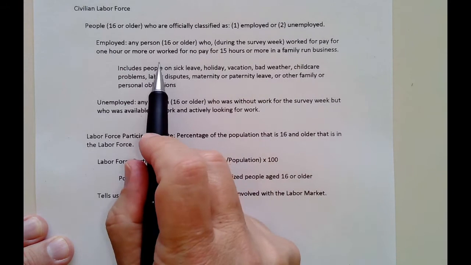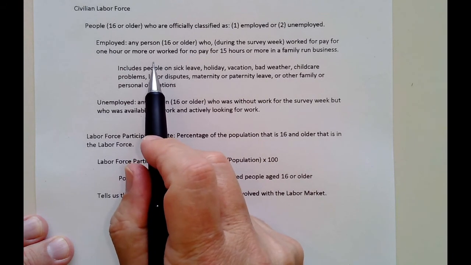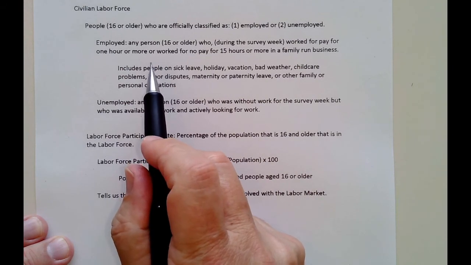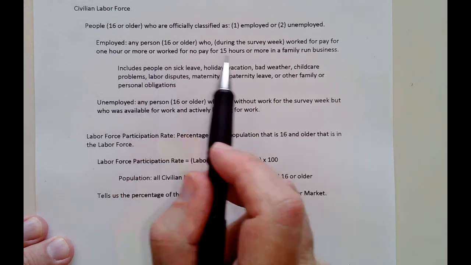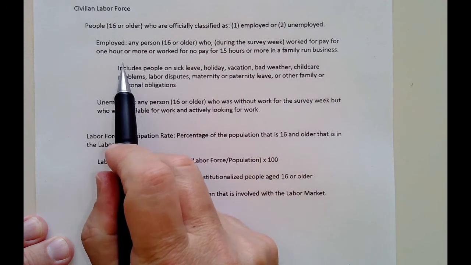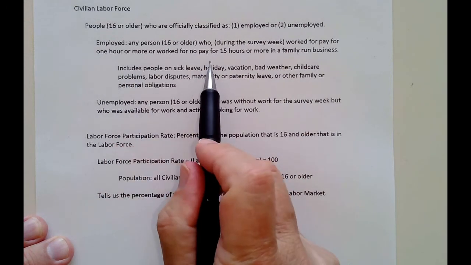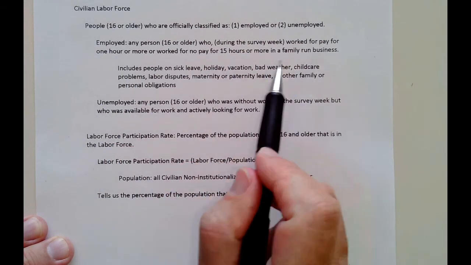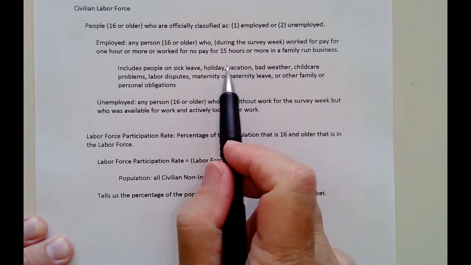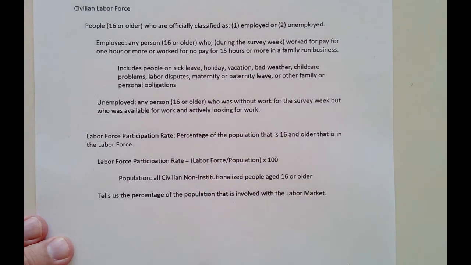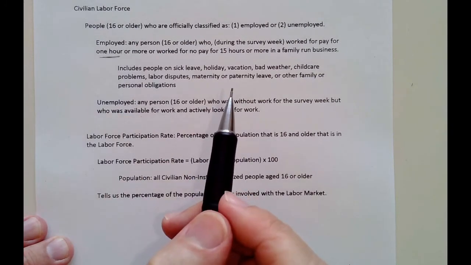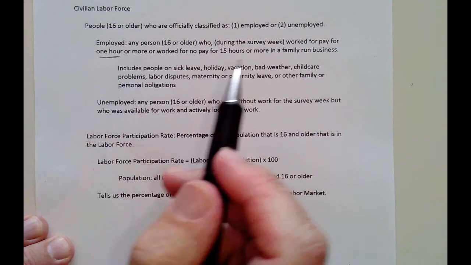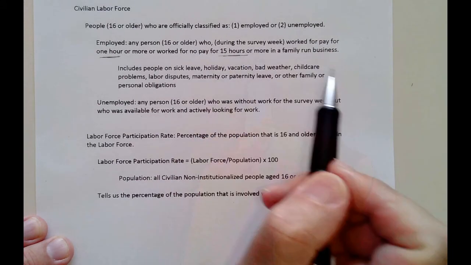So what they do each month, and I believe it's the week that has the 12th day of the month in it, is they take a survey during that entire week, and they collect data on people who are 16 and older who work for at least 1 hour for pay during that week, or for no pay, but at least 15 hours in a family-run business, such as a family restaurant, a family farm, something like that. So essentially, if you work for 1 hour at all, you are considered fully employed for the entire month.